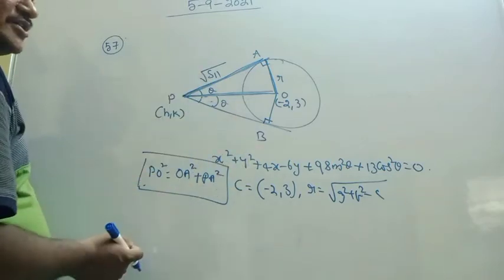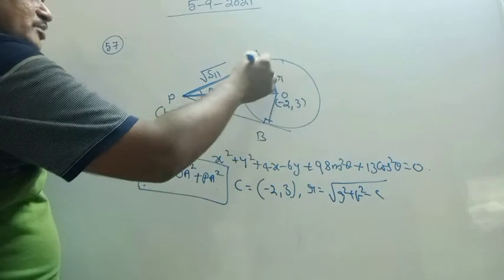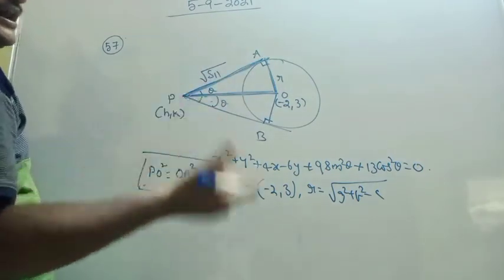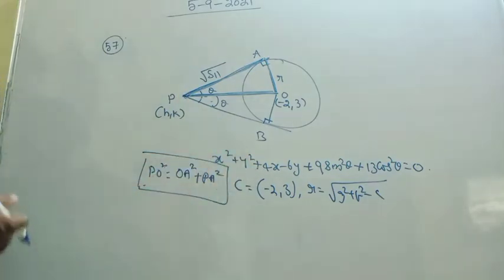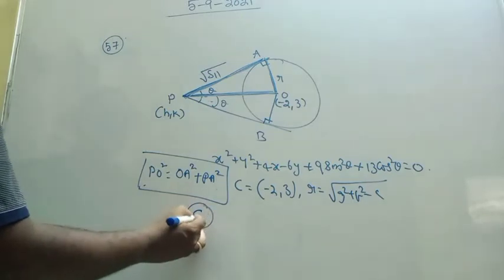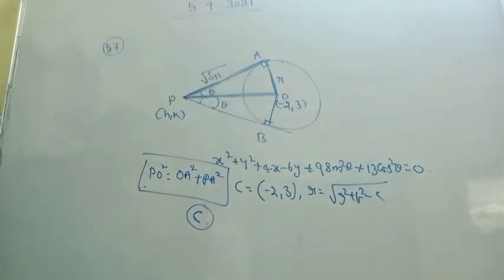And finally what you do is this. PO you know, OA you know, PA you know. You will get the equation in h comma k and convert it into x comma y because it is a locus. Then you will get the answer as option C. Option C is the answer for this particular problem, my dear students. In this way you will be doing this problem.